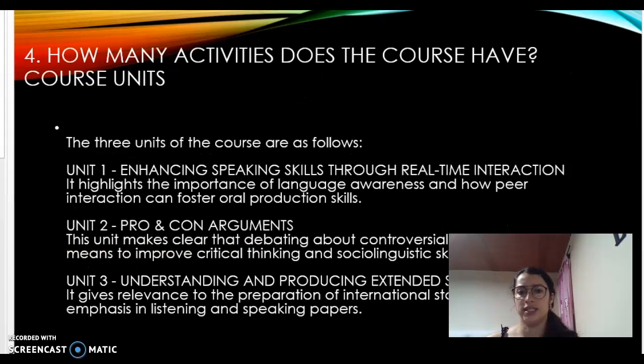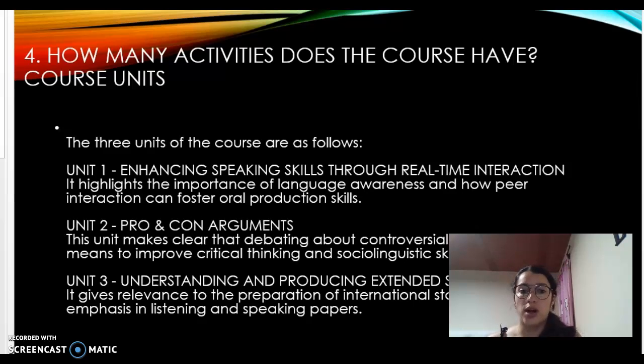How many activities does the course have? Course units. The 3 units of the course are the following. Unit 1 enhances speaking skills through real-time interaction. It highlights the importance of language awareness and how peer interaction can foster oral interaction skills.